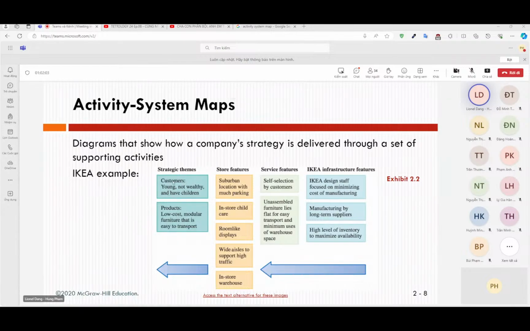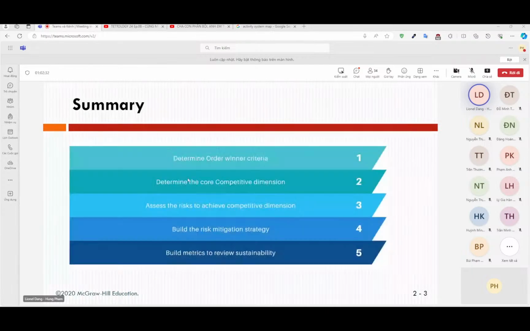Who are they? Are they old? Are they wealthy? Are they not wealthy? Do they have children? What do they do in their job? Whatever. Right? So what is your targeted customer segment? So from there, you will build the criteria that will help you to win this customer segment. So that is basically to determine the order winner criteria.